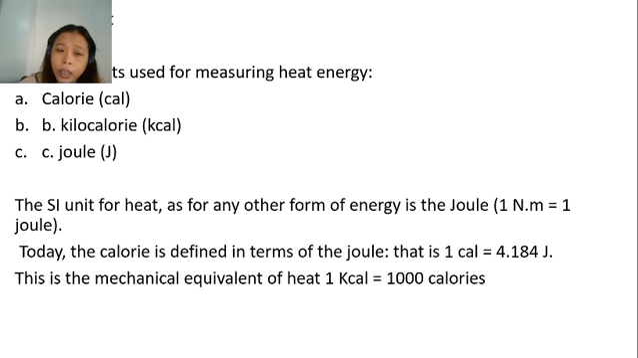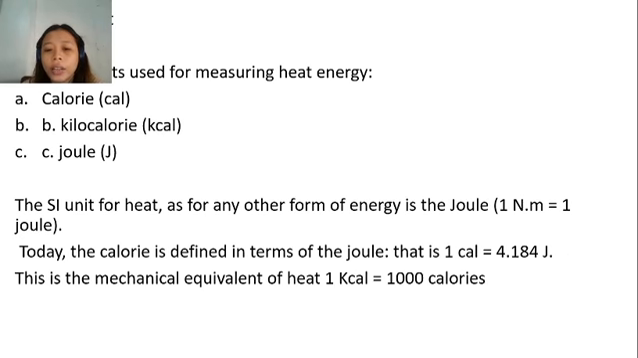So, units of heat. The common units used for measuring heat energy are the calorie, the kilocalorie, and the joule. The SI unit, or the standard international unit for heat, as for any other form of energy, is the joule. 1 Newton meter is equal to 1 joule. Today, the calorie is defined in terms of the joule. That is, 1 calorie is equal to 4.184 joules. And this is the mechanical equivalent of heat.